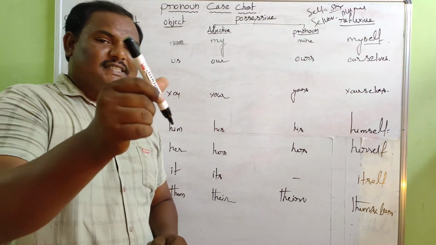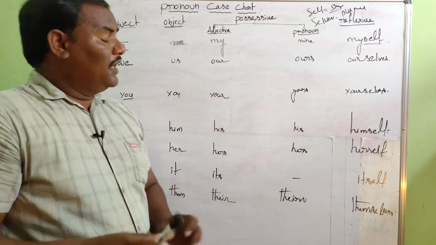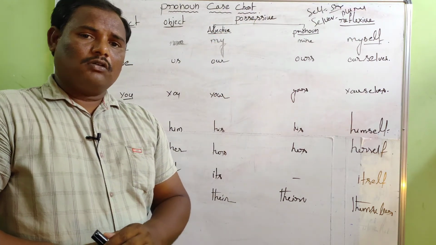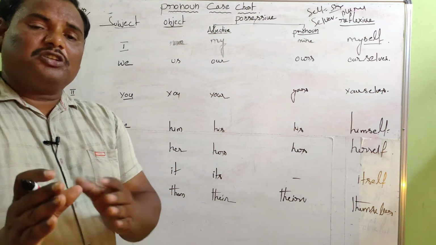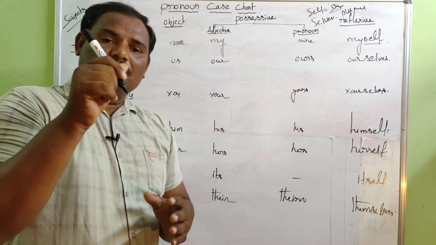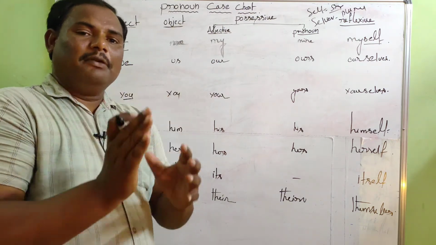So if I say this is my pen, here my is a possessive adjective. Whose pen it is? My pen. So the word my is giving you the additional information about the noun pen. So my becomes an adjective.